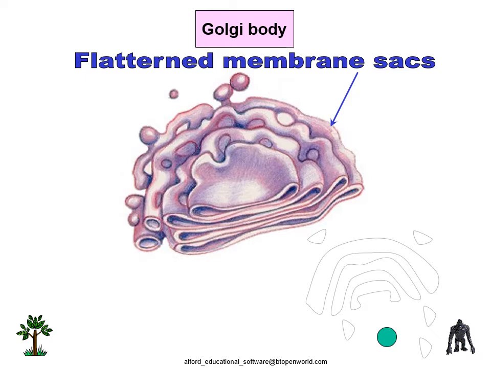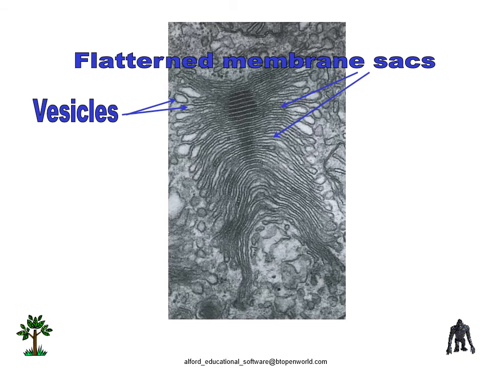So there are flattened membrane discs of the Golgi body, and you can see one of the key things that will help you identify that you're looking at a Golgi body is the fact that you'll have this stack of discs, but you'll also have lots of vesicles around the outside. And here is an example of an extensive Golgi apparatus, Golgi body, inside a cell taken with an electron microscope.